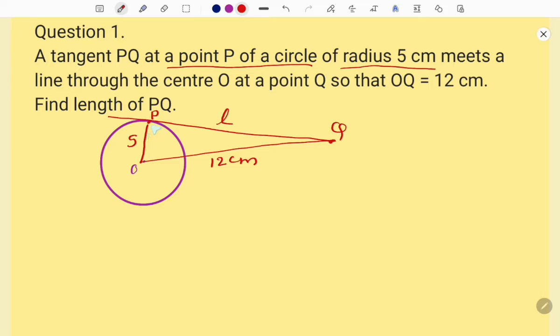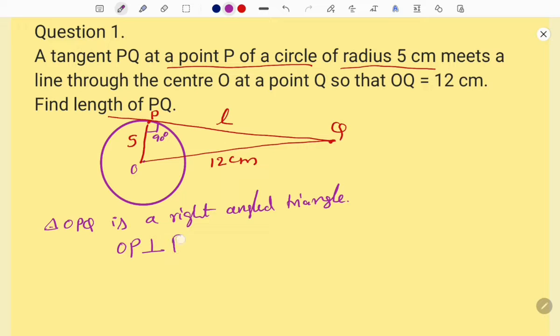We know that this is the radius. Radius is perpendicular to the tangent. So here this is 90 degrees. So triangle OPQ is a right angled triangle, because OP is perpendicular to PQ.